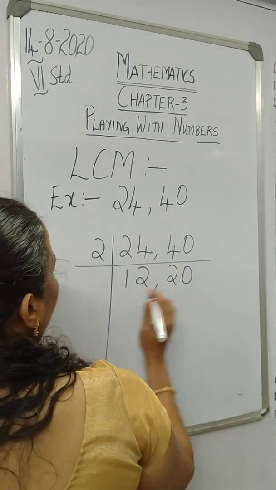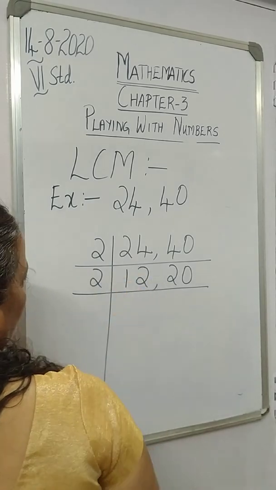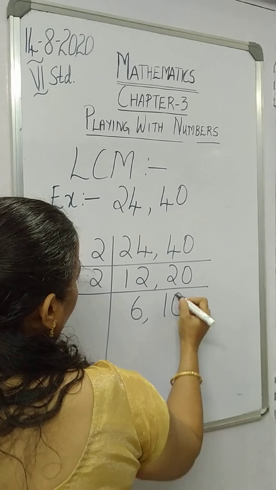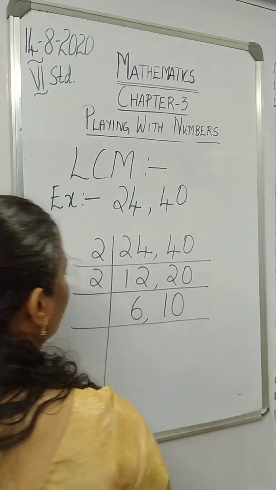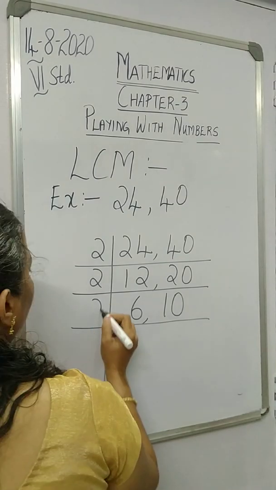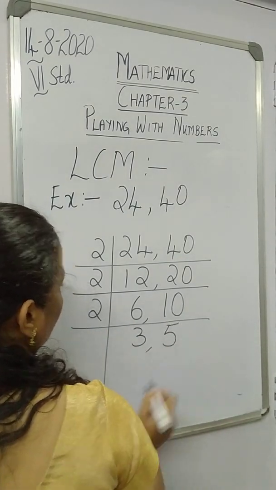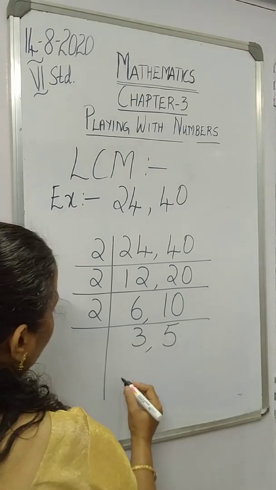Now where do you find 12 and 20 in the same table? Of course, it is in 2 table. 2 6s are 12 and 2 10s are 20. Is it or not? Now where do you find 6 and 10? Again the same number, we use 2. 2 3s are 6 and 2 5s are 10. Now, do you get 3 and 5 in the same table? No. So, we can stop here and find the LCM.